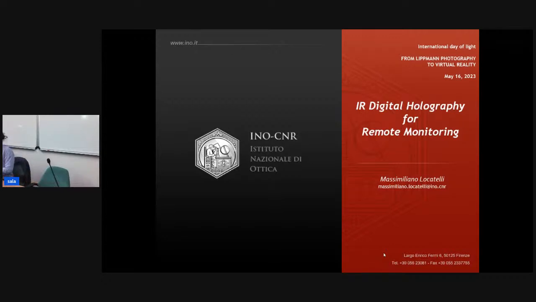Okay, welcome back to this second part of the workshop. We move from the history of Lippmann photography to holography, its application, and virtual reality.